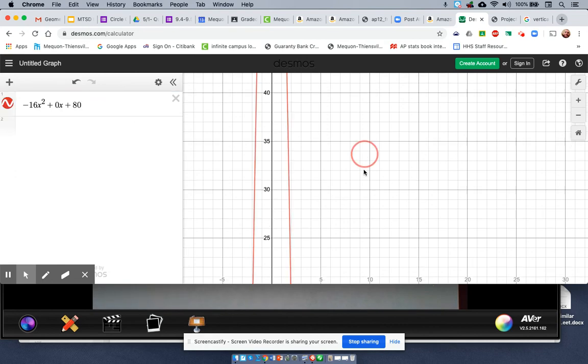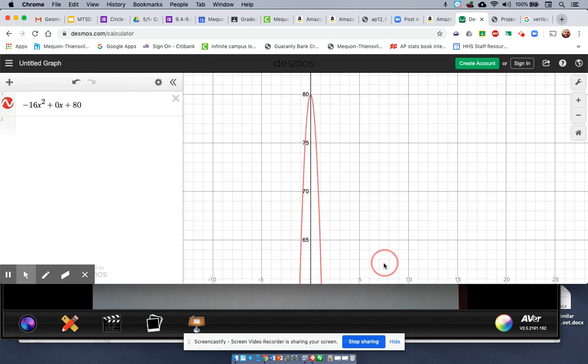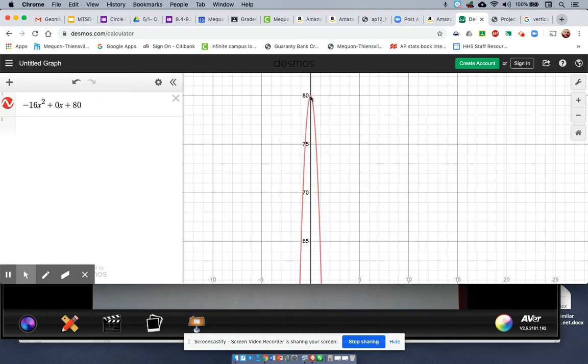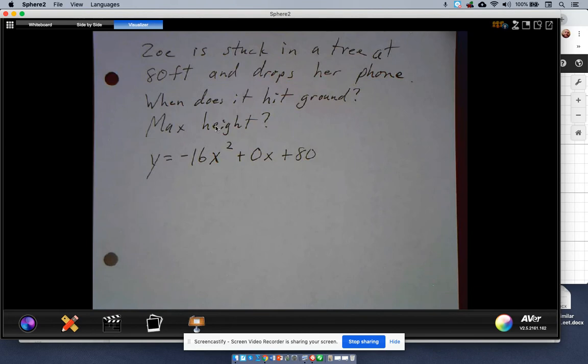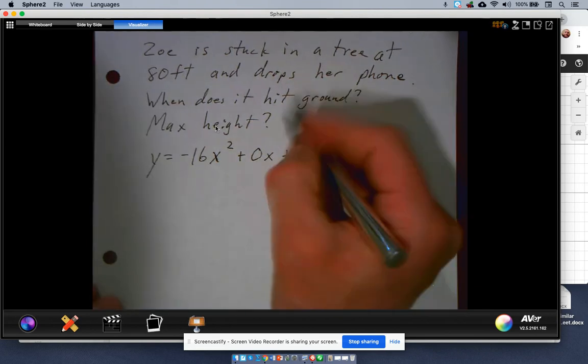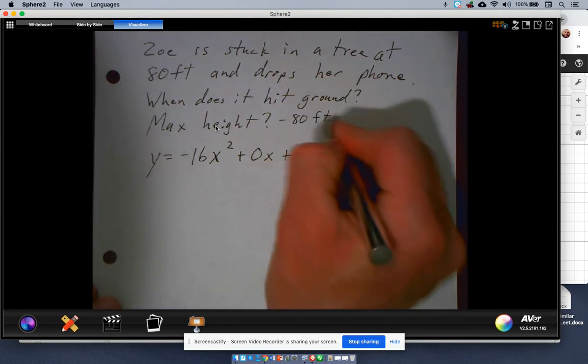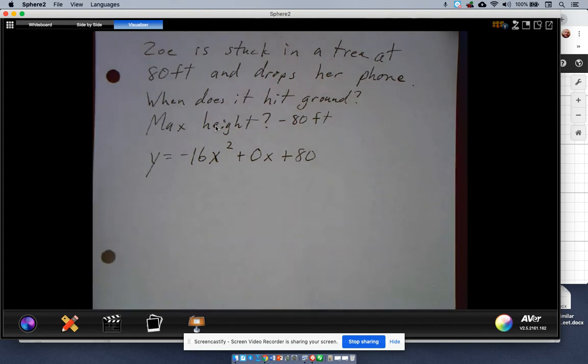All right, so here's Zoe, way up here. Poor Zoe climbed to the top of a tree, can't get out, and she dropped her cell phone. Notice that the phone does not go up. It's because she accidentally dropped it, right? So it's just going to come down. So actually the maximum height question is simply 80 feet because it's not going to go any higher if she just dropped it. That's an easy one, right?